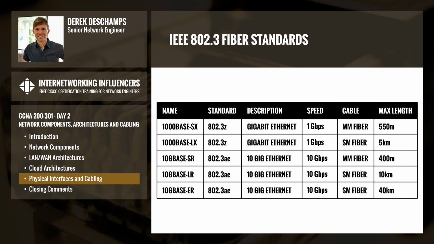There are several IEEE standards for the various network speeds using fiber cabling. Some standards that use multimode fiber can reach a maximum cable length of up to 550 meters, while some standards that use single mode fiber can reach a maximum cable length of up to 40 kilometers.